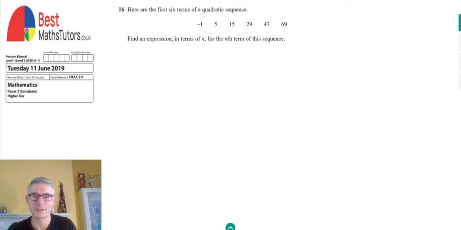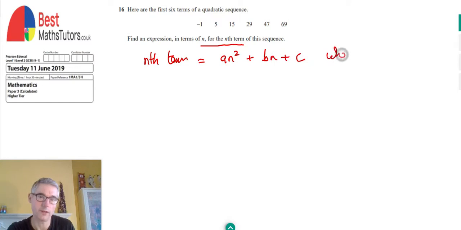So now we're going to look at actually answering the question. So we've got our quadratic sequence, and as it says, find an expression in terms of n for the nth term in this sequence. So we're looking for the nth term formula like this. The nth term is equal to, and as I said just before, it will be in the form an squared plus bn plus c, where a, b, and c are numbers that we need to work out.